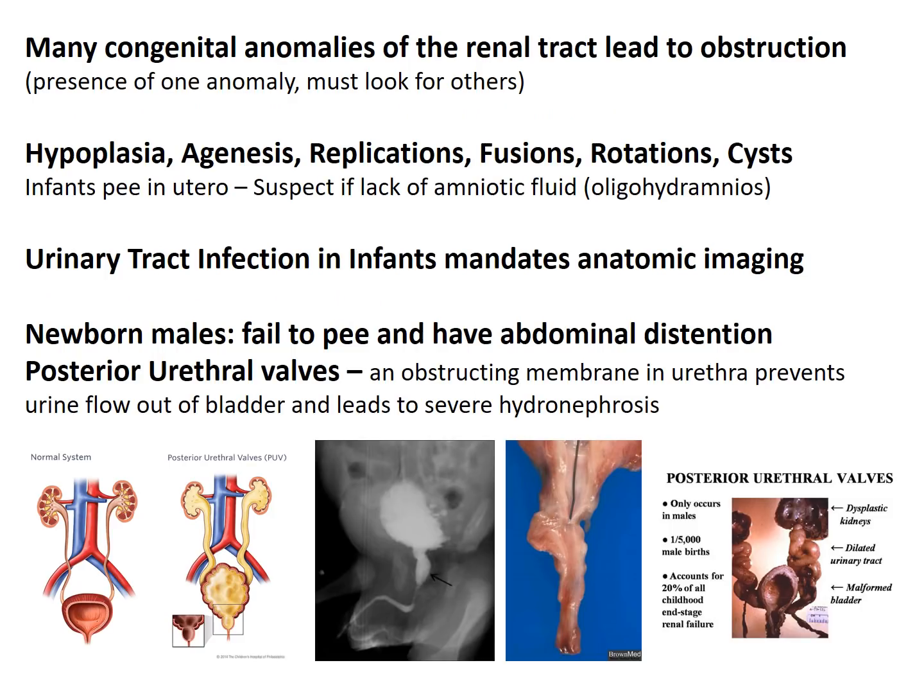There's a lot of different congenital abnormalities of the renal tract that can lead to reflux and obstruction. A big one in males is what's called posterior urethral valve, so obstruction at the UVJ junction. When there's obstruction, it's difficult for urine to move through the ureters and into the bladder, and that can lead to serious reflux, hydronephrosis, and eventual renal failure.